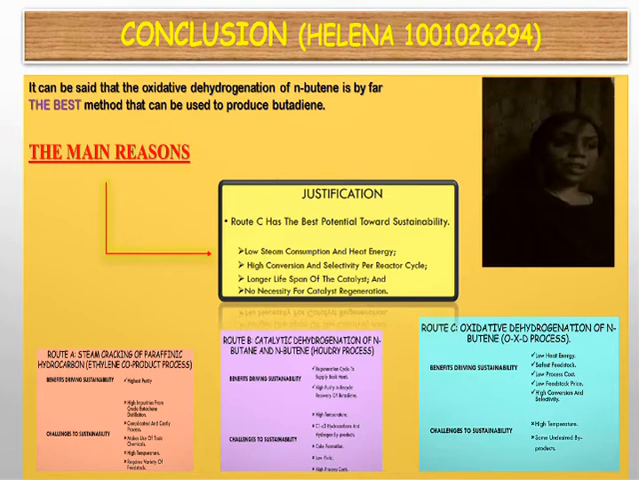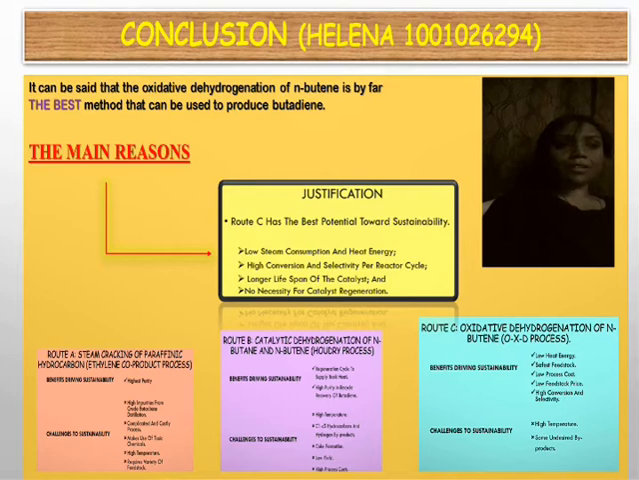A process to manufacture butadiene should consist of the following design characteristics: A. Low steam consumption and heat energy consumption. B. High conversion and selectivity per reactor cycle. And C. Longer span of the catalyst. The oxidative dehydrogenation of N-butene satisfies the following criteria because it requires low steam and heat energy consumption. It has a high conversion of approximately 65% and a selectivity of 93% per cycle. And C, its catalyst has a long lifespan and does not require frequent regeneration.